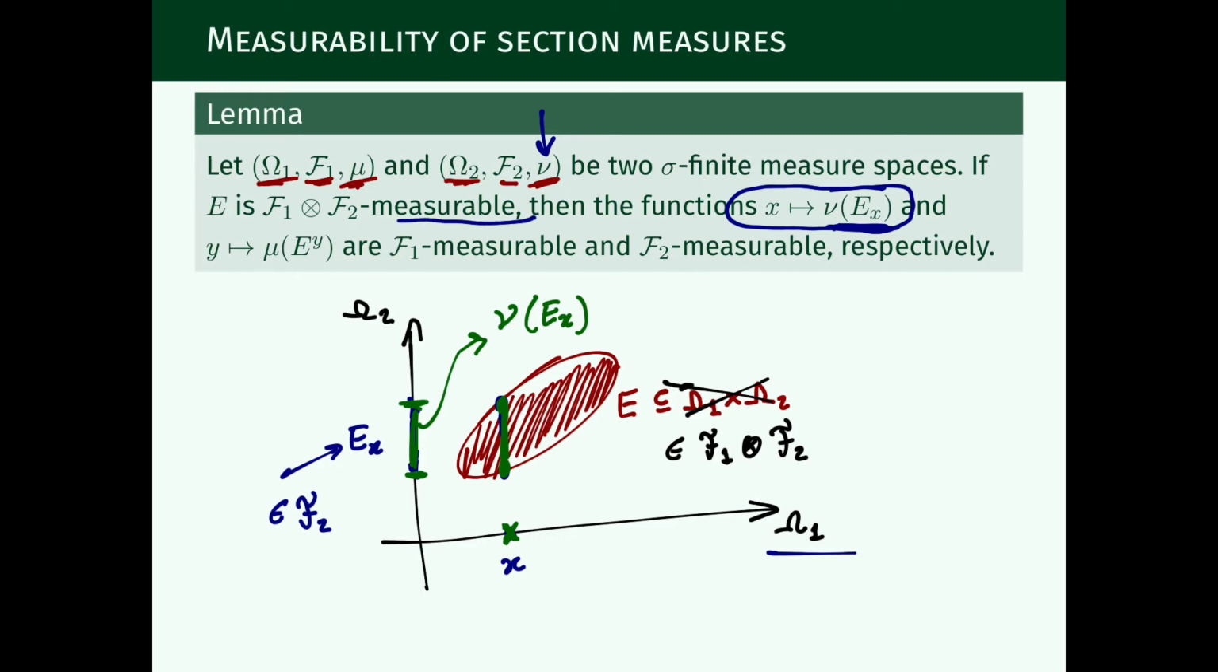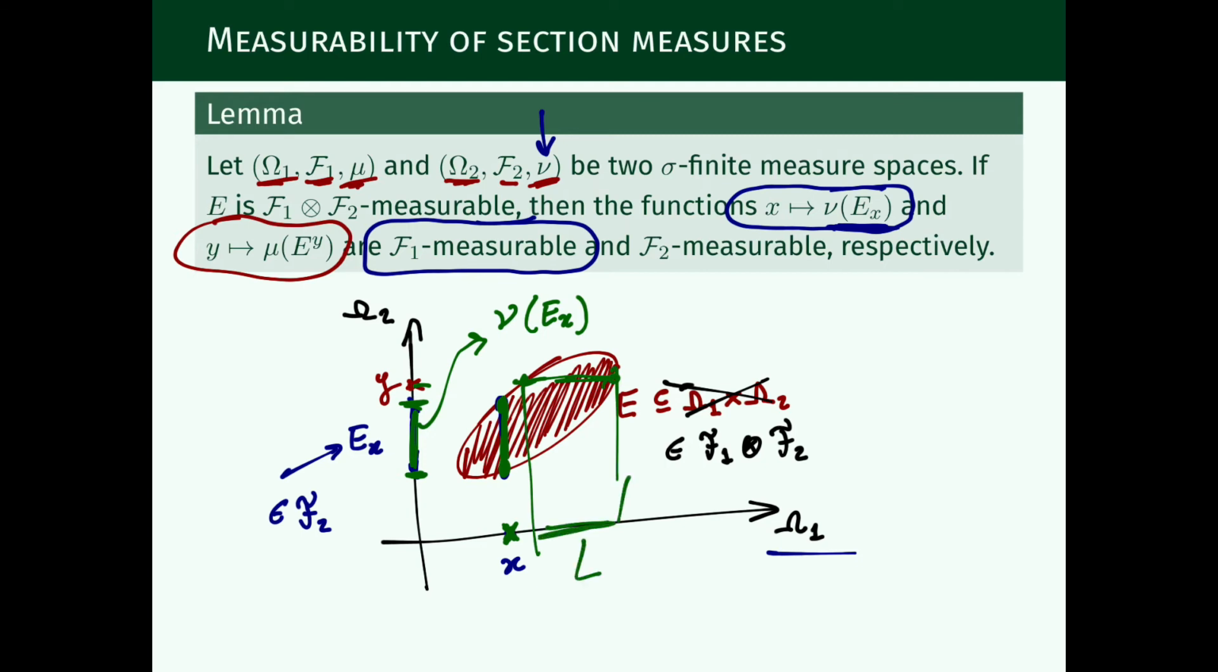So this function that associates to each point x this number, what the lemma is saying is that this function is F1 measurable. Then of course by symmetry we'll have that the other function, if we do the opposite business, we fix some point y here, and this will give us some Ey that we can measure. And we can compute the measure mu of Ey.